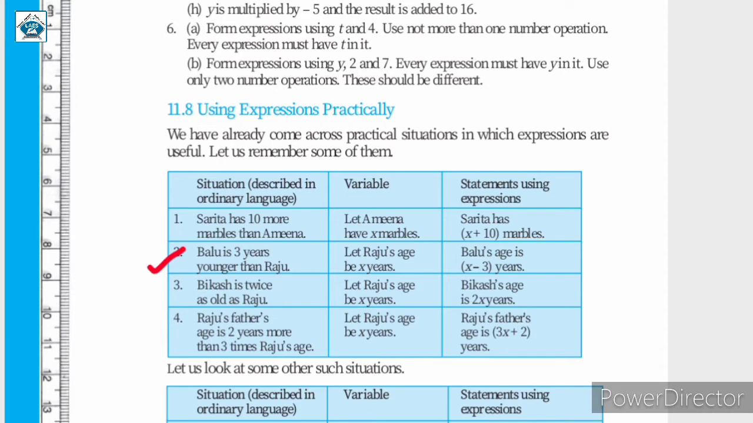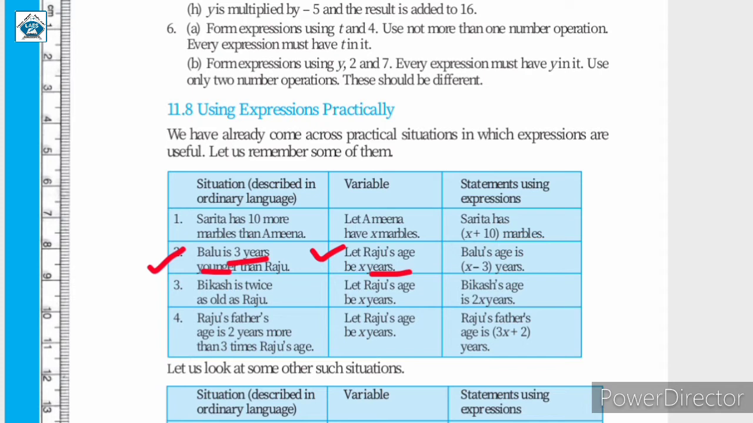Next, Balu is 3 years younger than Raju. So here we can suppose Raju's age to be X years. We know that the unit of age is years, so that is why we are taking X years. If we were talking about money, then we would take X rupees. So pay attention to the units we are considering. Here, as we know, 3 years younger. Who is younger? Balu is younger. Younger यानी कि छोटा है.